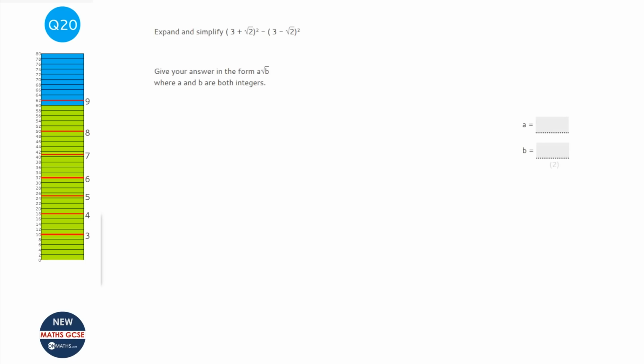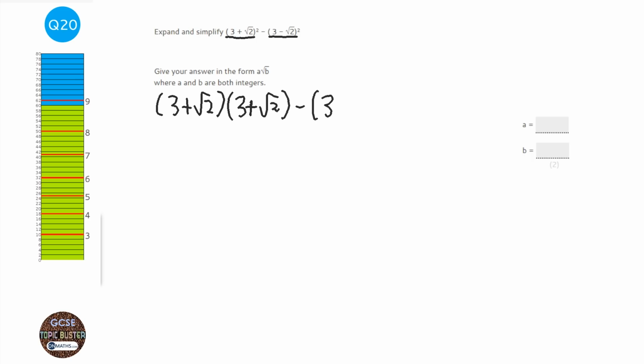Okay, so the first thing to do in this question is notice that we've got a bracket squared and another bracket squared. So the first thing to do is you need to write those brackets twice. If you don't do that, you end up squaring the 3 and squaring the root 2 and then thinking that you're going to get the right answer. Unfortunately, you can't get the right answer with just squaring the two of them because they are quadratics. So I'm going to write them out as 2 brackets because anything squared is itself times itself. Okay, now we're going to expand these.